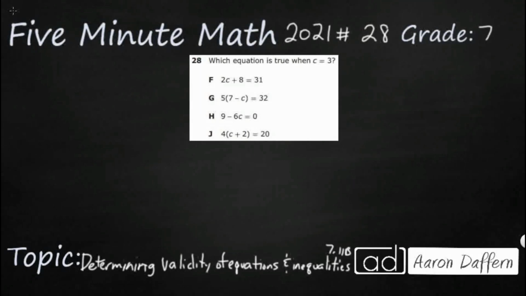Today we are looking at the 7th grade concept of determining the validity of equations and inequalities. This is standard 7.11b in the great state of Texas, and we are using item number 28 of the 2021 released STAAR test. If you have not done so already, please go ahead and take a moment to pause the video, work this problem out on your own, unpause it, and we will look at our answers together.